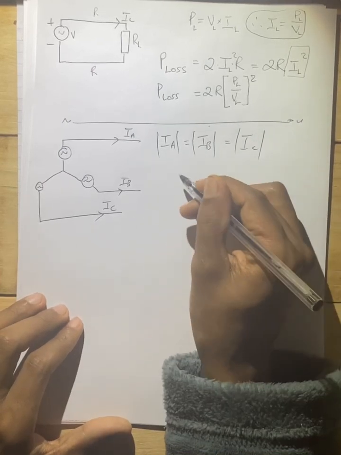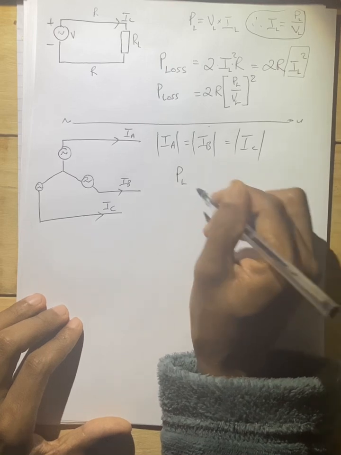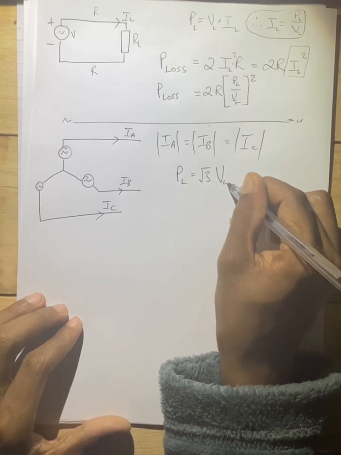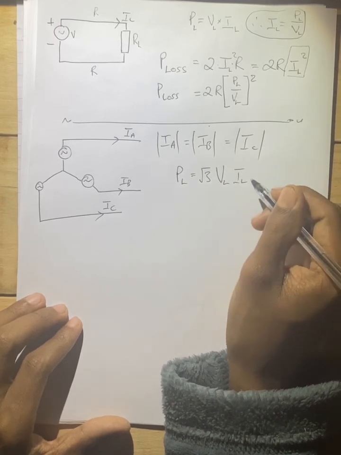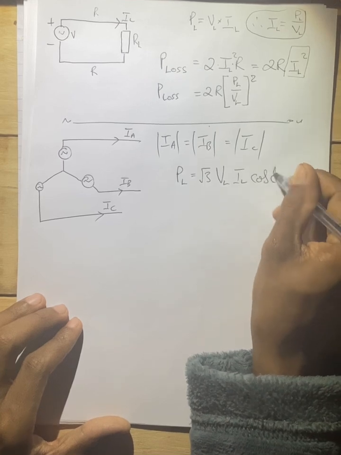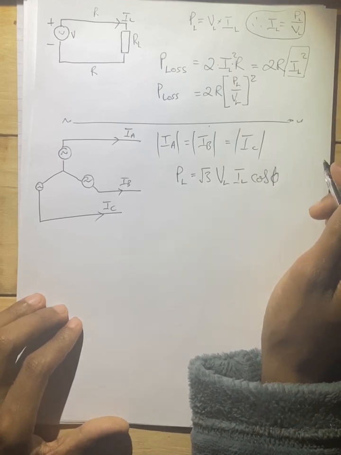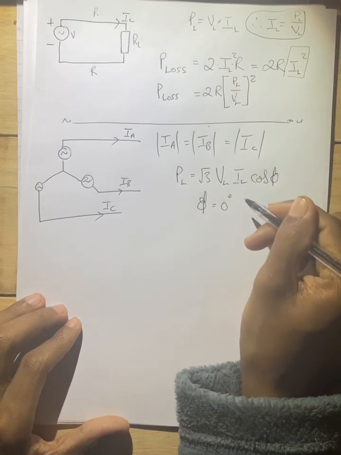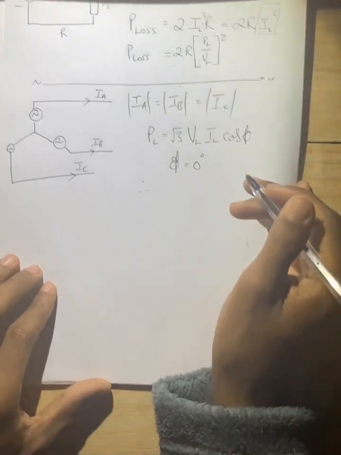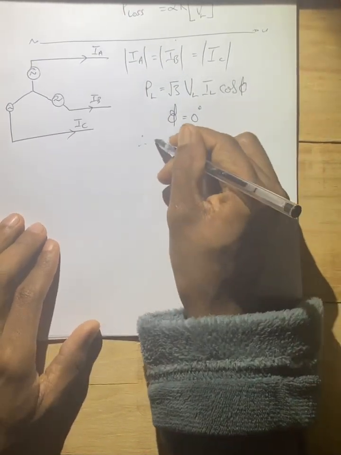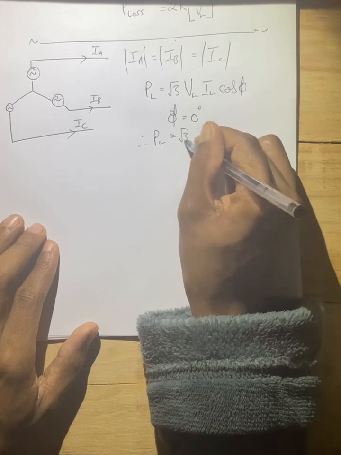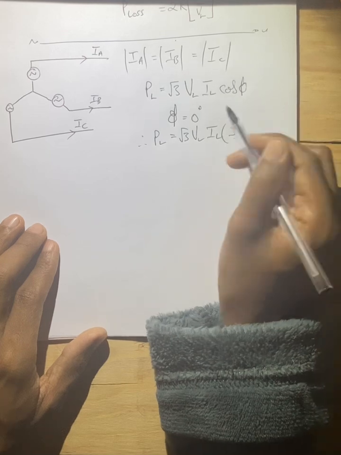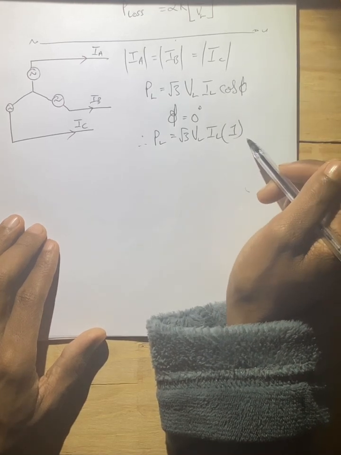Now, another thing that we can claim is that the power across the load is equal to the square root of 3 times VL times IL. We can also say cos phi, then we can say that phi is equal to 0 degrees. Therefore, our PL is equal to square root of 3 VL IL times 1. Why? Because cos of 0 is equal to 1, right?